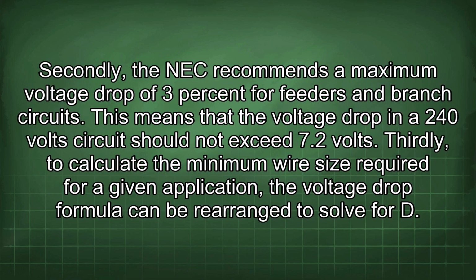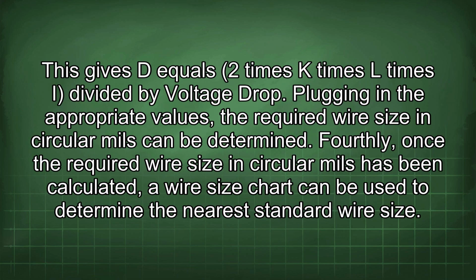Secondly, the NEC recommends a maximum voltage drop of 3% for feeders and branch circuits. This means that the voltage drop in a 240 volt circuit should not exceed 7.2 volts. Thirdly, to calculate the minimum wire size required for a given application, the voltage drop formula can be rearranged to solve for D. This gives D equals 2 times K times L times I divided by voltage drop. Plugging in the appropriate values, the required wire size in circular mils can be determined.